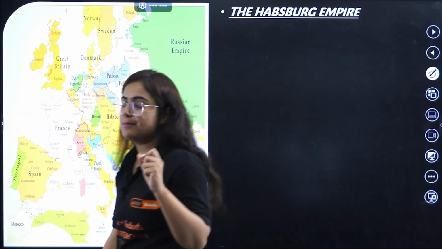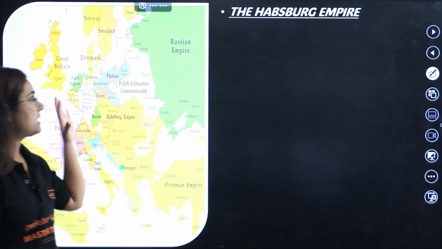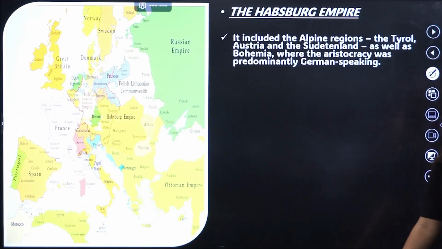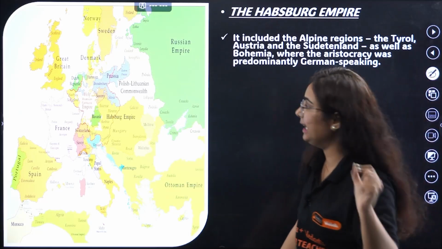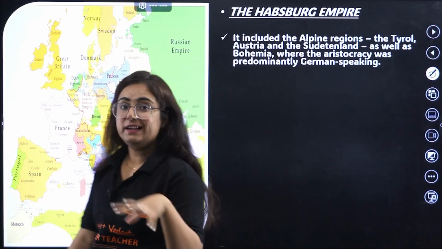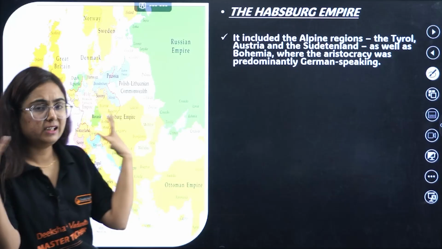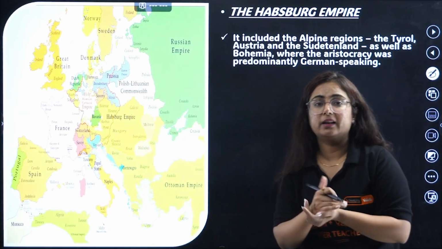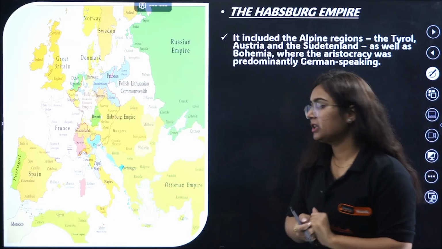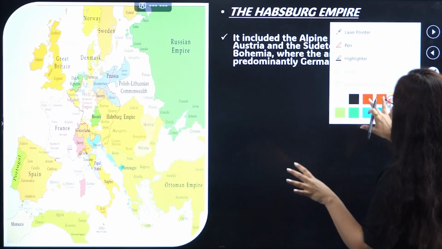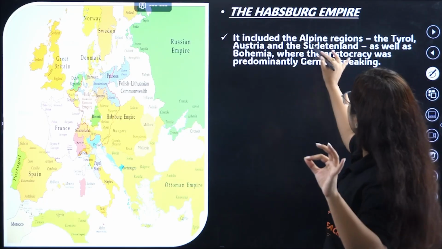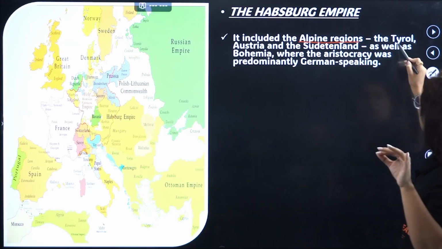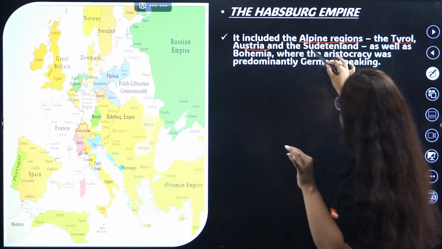Let's take the example of an empire referred to as the Habsburg Empire, just like the French Empire. Similarly in Europe, in the place right now referred to as Hungary and nearby areas like Austria, there was an empire ruling referred to as the Habsburg Empire. Let's see in the map what this empire is all about. It included the Alpine region, which included Tyrol, Austria and Sudetenland.